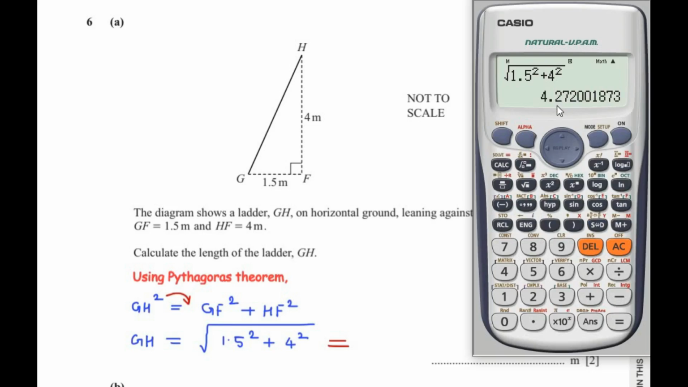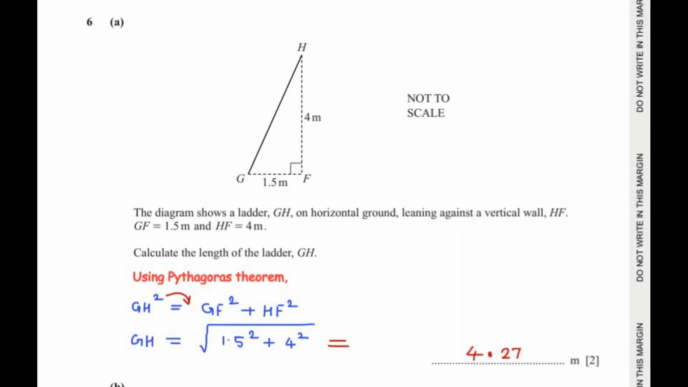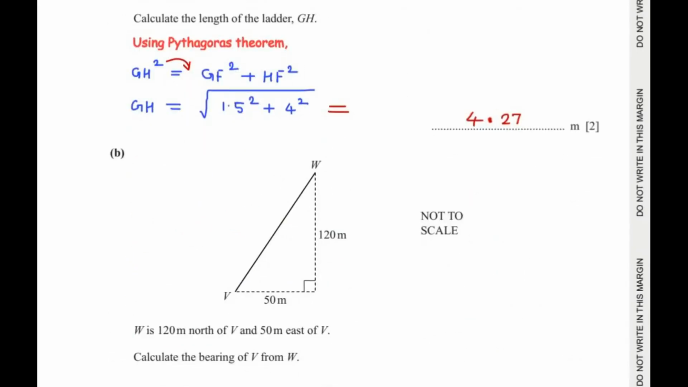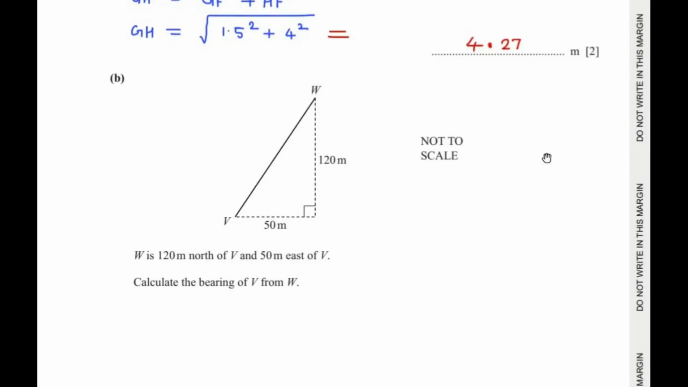So I'm going to round it to 2 decimal places. So I'm going to write it as 4.27. So here we have written the length of GH is 4.27 meters. Now moving on to the B question. Now this question is from the bearings topic.